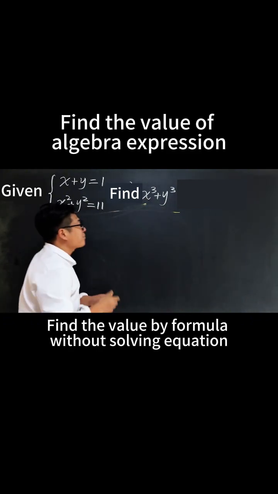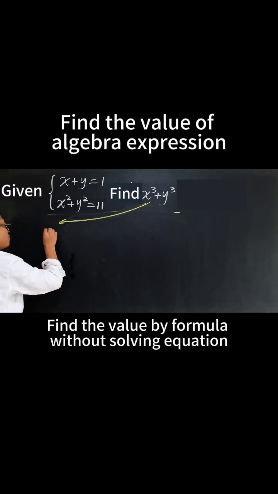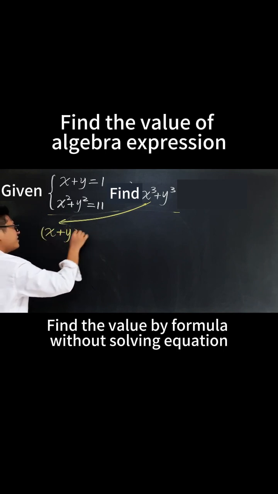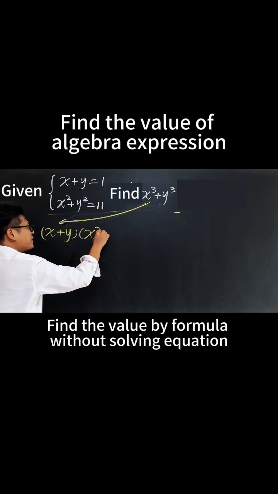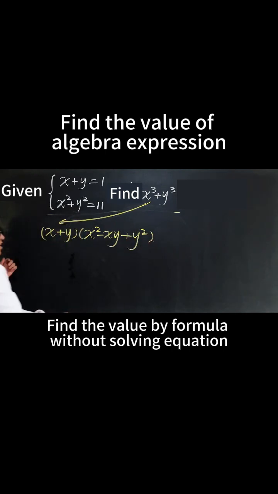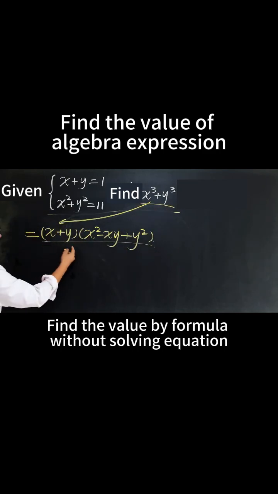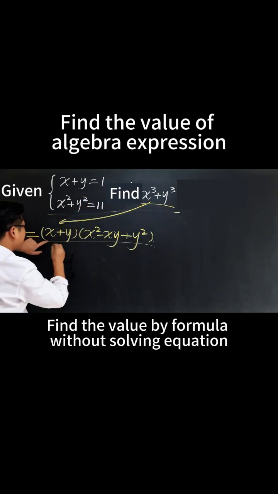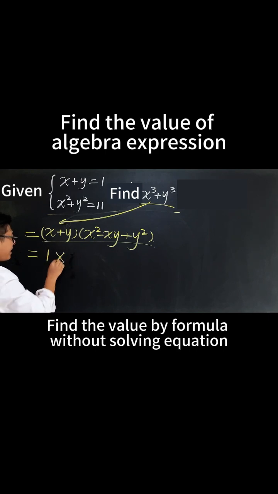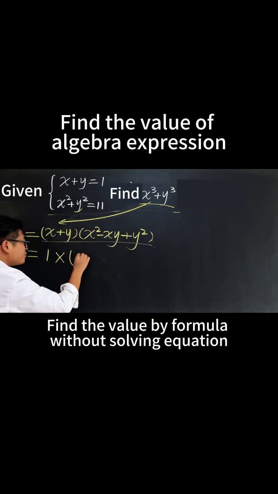You must learn how to convert between different formulas. When you see something like the sum of cubes, isn't that the sum of cubes formula? Isn't it equal to x plus y times what? X squared minus xy plus y squared. Isn't this the sum of cubes formula? You know it's equal to that, and you also know that x plus y equals 1. So isn't that just 1 times x squared plus y squared? And don't you know that's equal to 11? So it's just 11 minus xy, right?